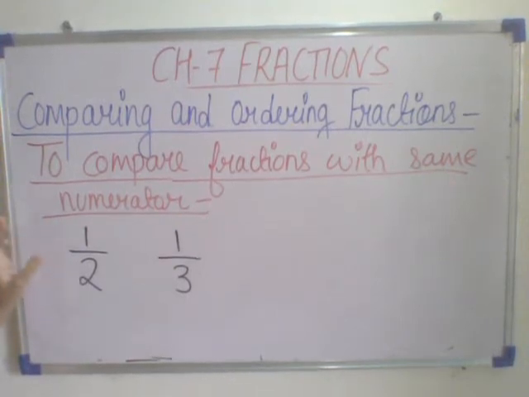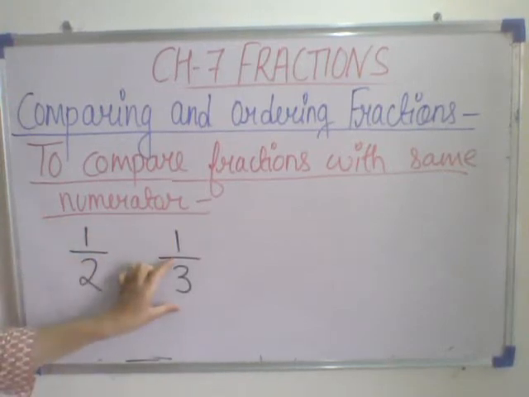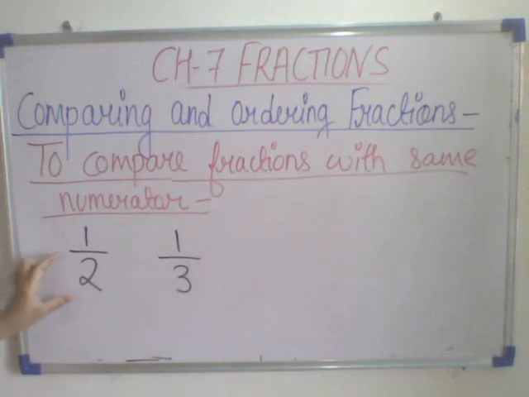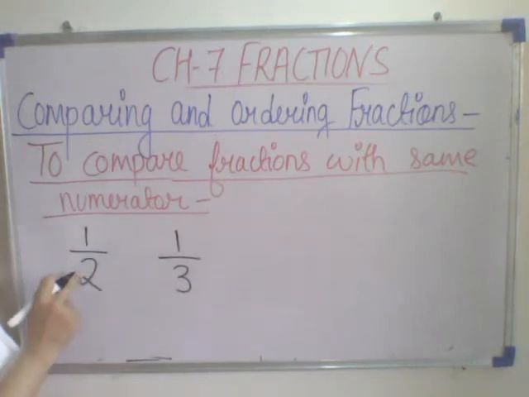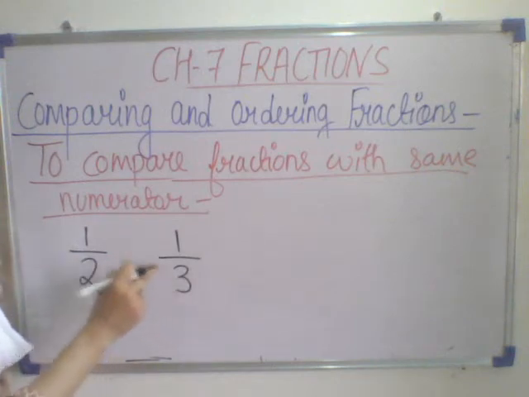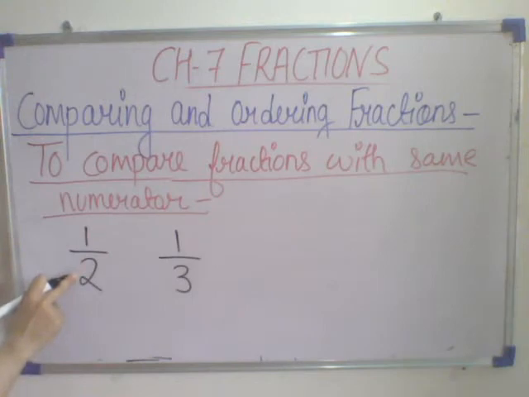In this you have to see the denominator. The fraction having the smaller denominator is greater than the fraction having a larger denominator. Here 2 is smaller as compared to 3. So this fraction is greater. 1 upon 2 is greater than 1 upon 3.